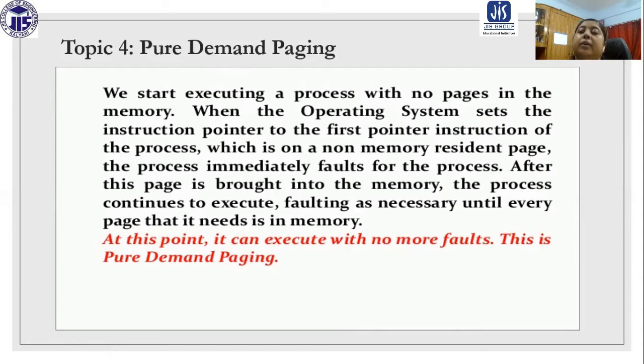So basically pure demand paging means initially the total memory is blank, there is no page in the memory. Whenever a page is required, that page comes to the memory, and in such a manner, whenever a page is required, that page is loaded, and when every required page is loaded in the memory, then there is no page fault. Before that, for every page there will be a page fault. So this is basically pure demand paging.